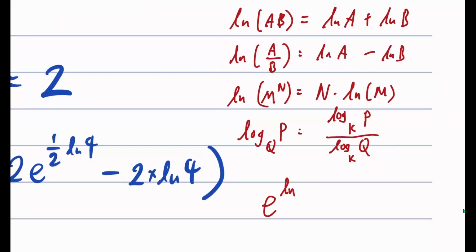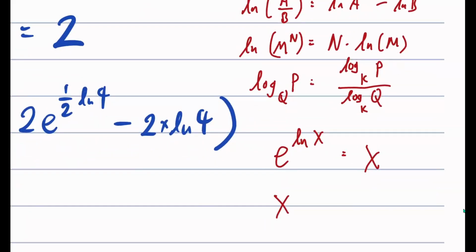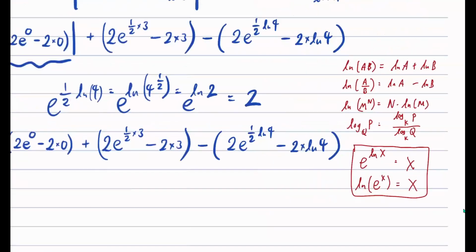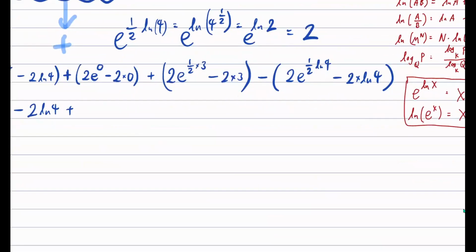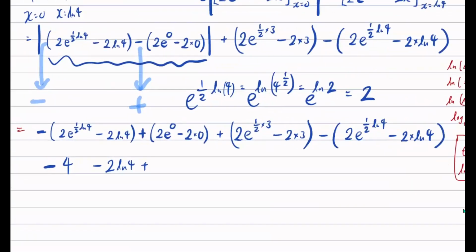E to the ln of x equals x. And ln of e to the x equals x. These two. Recap on logarithm and e power. This is essentially all you need. I mean, the power half, I'm sure you know, is square root, right? Don't need recap, right? Let me know if you need. Okay, moving on.